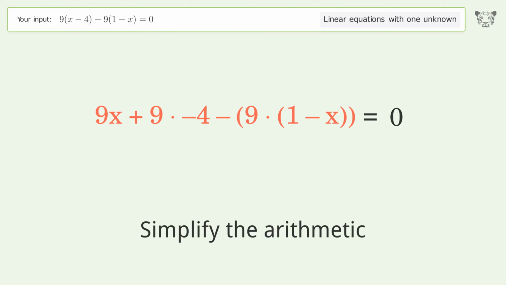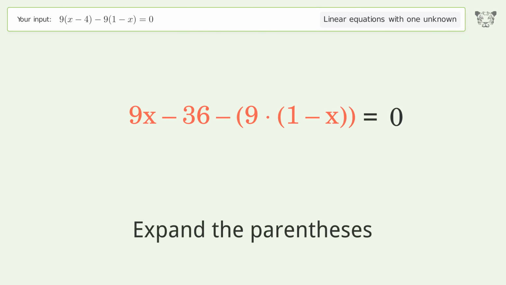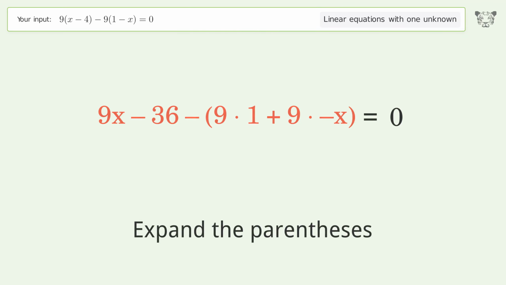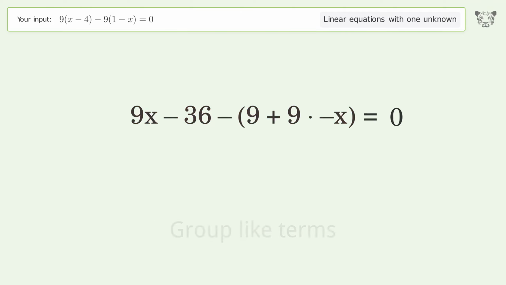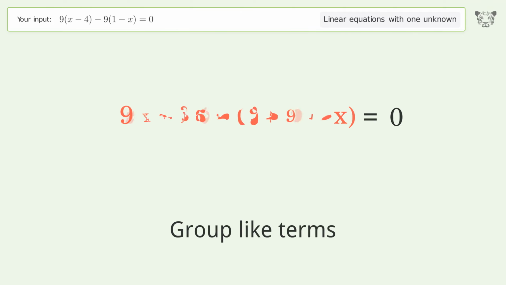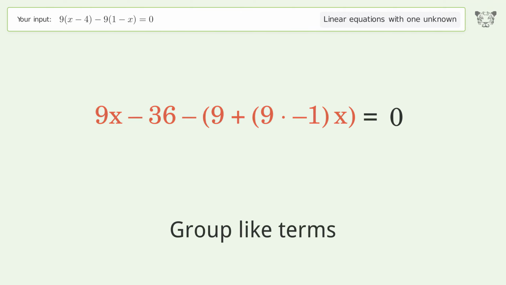Simplify the arithmetic. Expand the parentheses. Simplify the arithmetic. Group like terms. Multiply the coefficients.